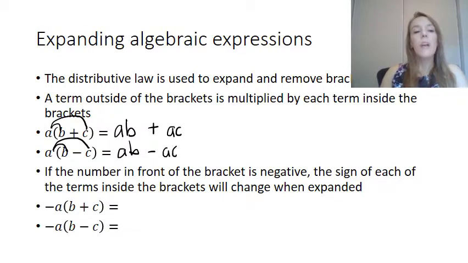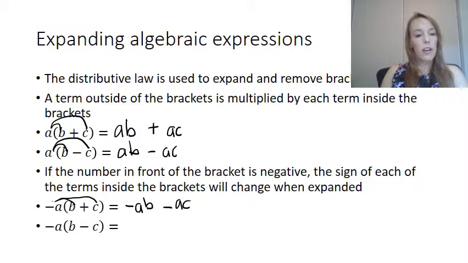So we're going to have AB subtract AC. It's that simple. So if the number in front of the brackets is a negative, then the sign of the terms inside the brackets will actually change when they're expanded because they're being multiplied by a negative number. So here we've got negative A, and we're going to multiply it by positive B and positive C. And we know whenever we multiply positive numbers by a negative number, our answer is going to be negative. So that's why we're changing the sign there. So that will leave us with negative AB subtract AC. And we're subtracting AC because adding a negative is the same as subtracting.